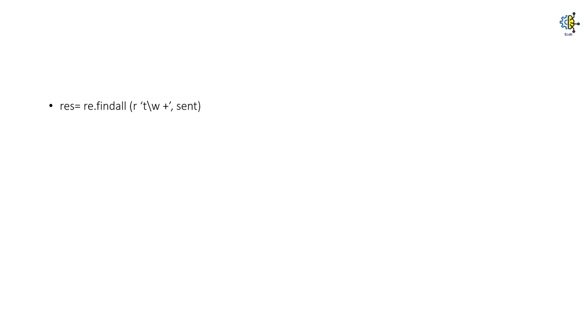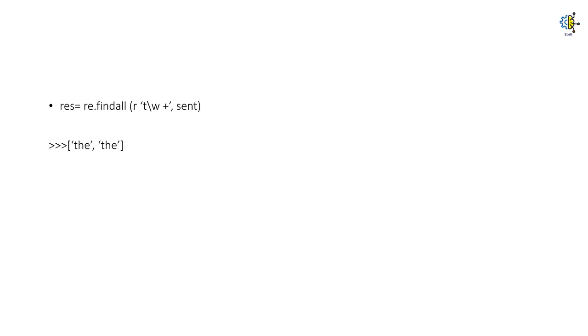So, taking the previous example, we are going to check for the regular expression small t followed by one or more alphanumeric characters. So, you can see that I have done res is equal to re.findall, and we are going to pass the regex a small t followed by \w, which stands for alphanumeric characters, and the plus sign means that I am going to check for all substrings which start with small t and are followed by one or more alphanumeric character in the sentence sent.